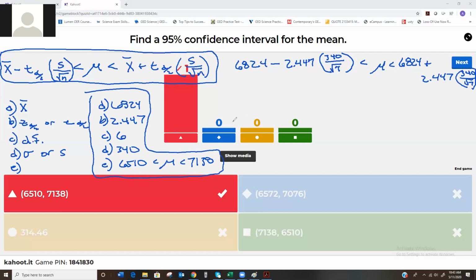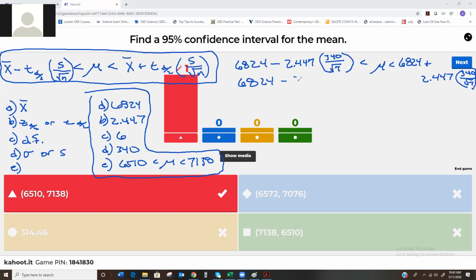When I'm doing the T sub alpha over 2, I multiply that by the 340 divided by 7, and I'm getting 118.85. Okay, let me see. So I have 340 divided by square root of 7. That's 1.28, and then take that times 2.447. I get 314.45 for some reason. I got the same thing. That's what I got. Yeah. So try that again, Leo.